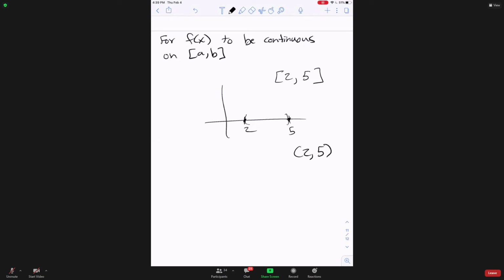Basically, parentheses do not include the endpoints. Brackets do include the endpoints. You guys all knew that, right? Maybe you don't remember it, but you studied it. Hopefully. Yeah, we did. But Daniel, of course you have. You had me for college algebra.